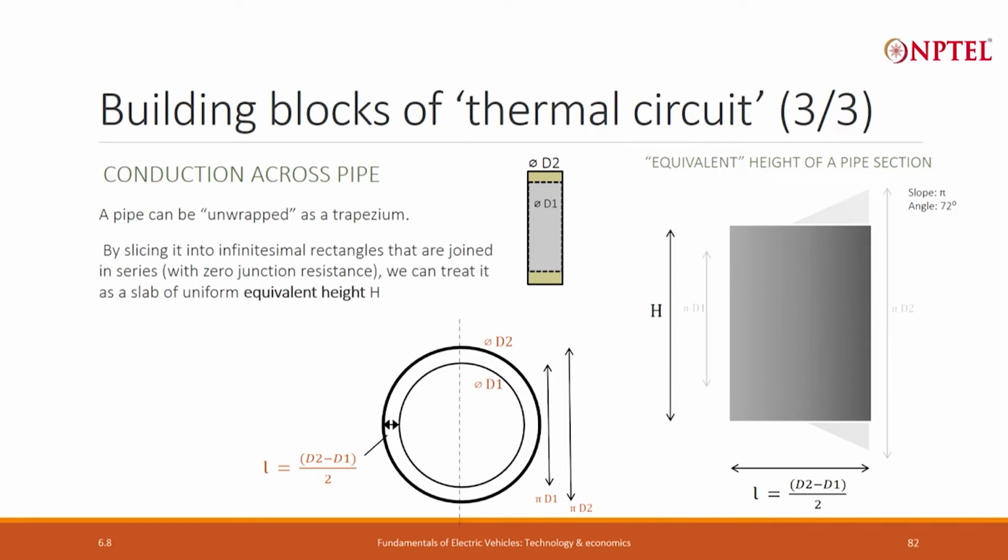And unfortunately, it is not a very simple relationship like average, it is a little messier than that. There is a log term and everything coming, but it is not a very complicated integration to do, you can figure it out. So, once I know what that height is, if the length of the pipe is capital D, then I know that the area of cross section of the slab is d into h. So, I can say that the junction resistance is L, which is d2 minus d1 by 2, divided by lambda A.